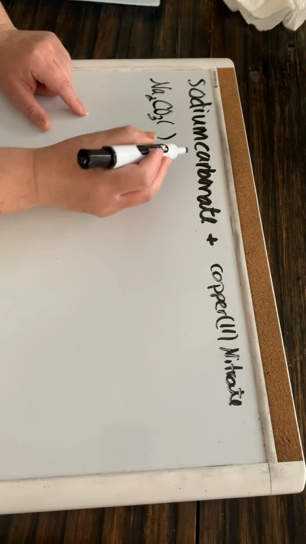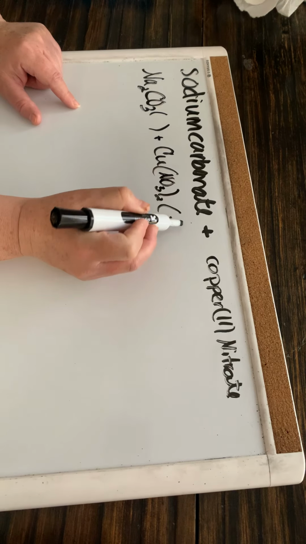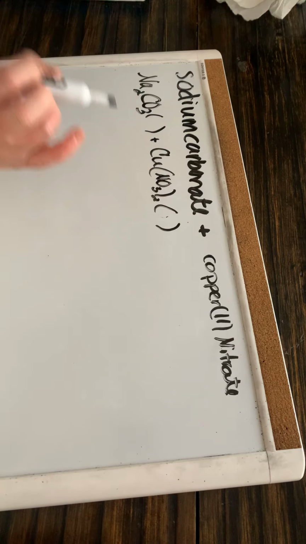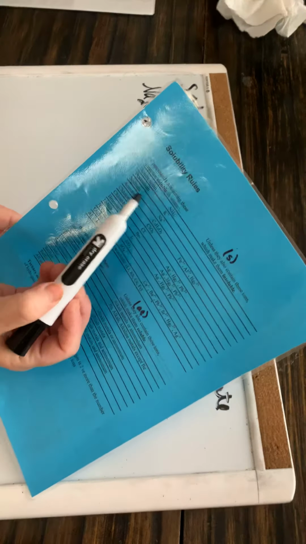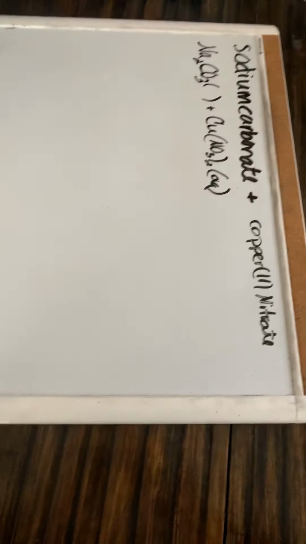Copper 2 nitrate is Cu(NO3)2. See how I almost wanted to write AQ there? That's because anytime nitrate is involved, it is always, always, always aqueous. The reason is that nitrate is right here, and you see how nitrate's blank? That means that nitrate is always soluble. There's nothing that makes it a solid. It's just something you get to know as you go through.